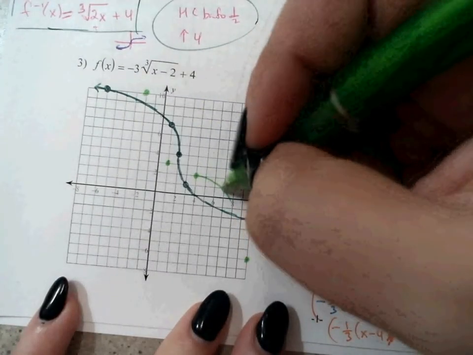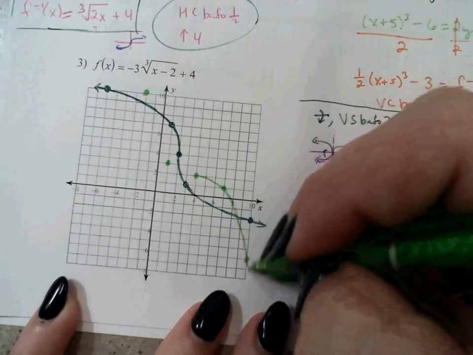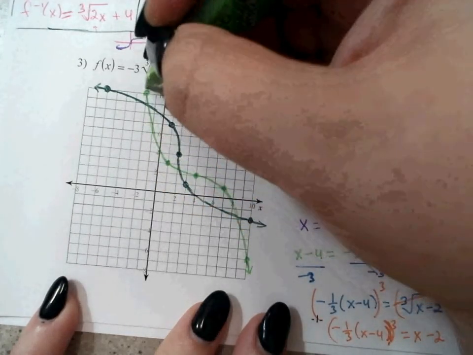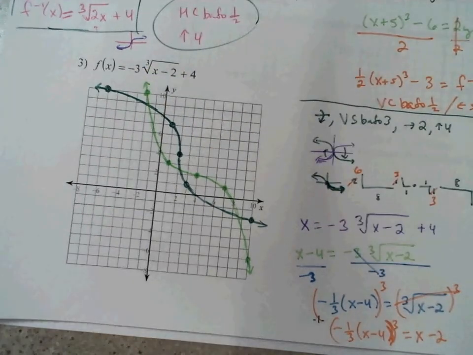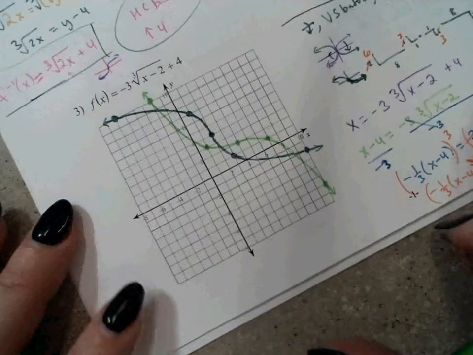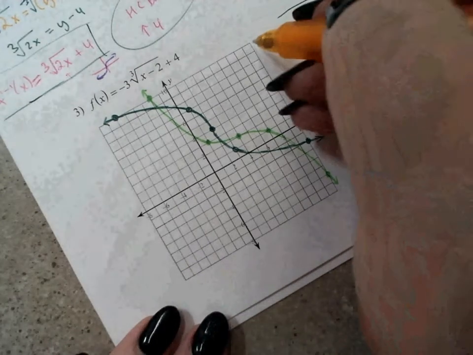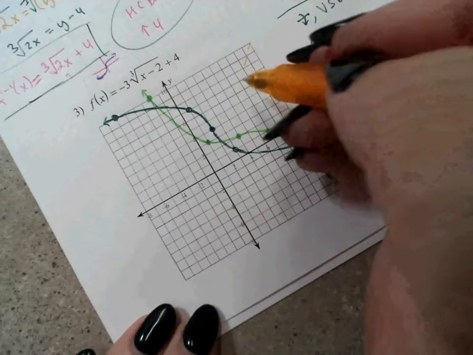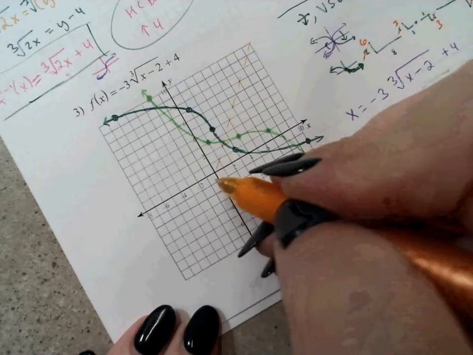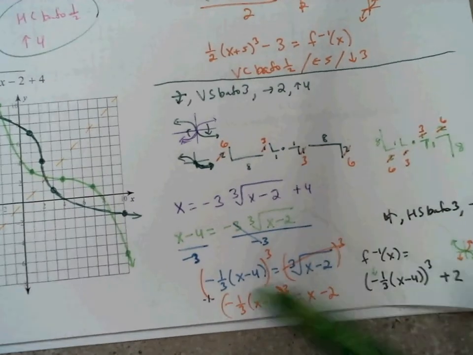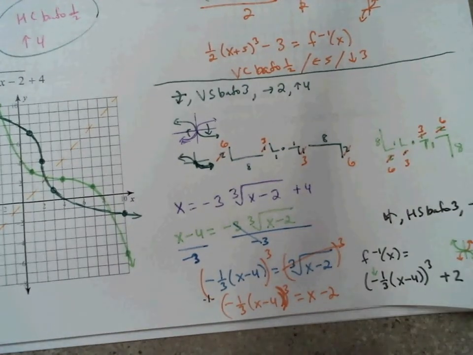Okay. So I've got this going on. And those two look like reflections across the diagonal. So we're good. We have our inverses, we have the transformations. There we go.